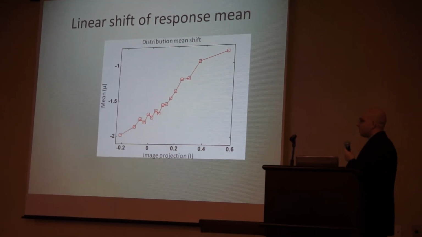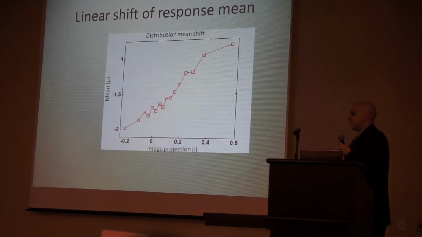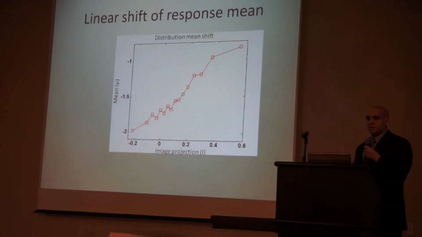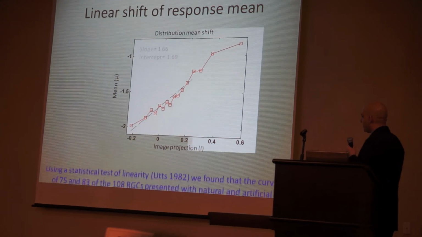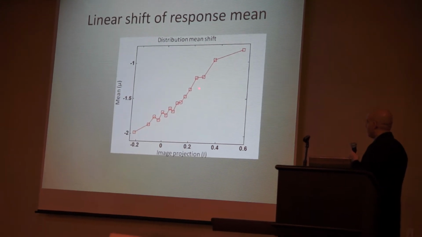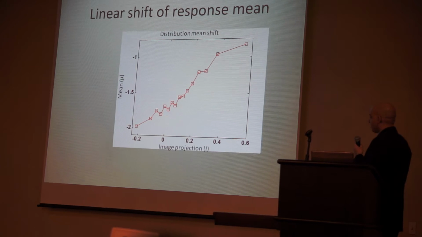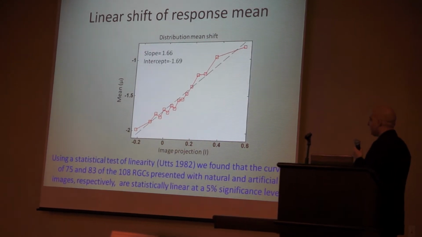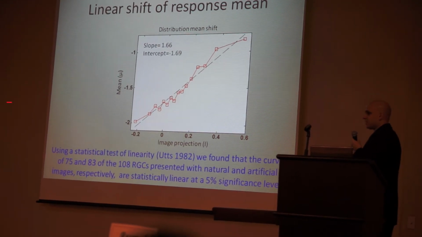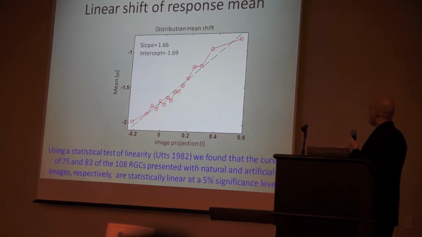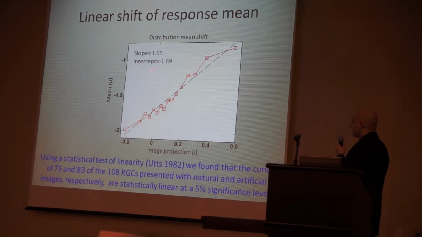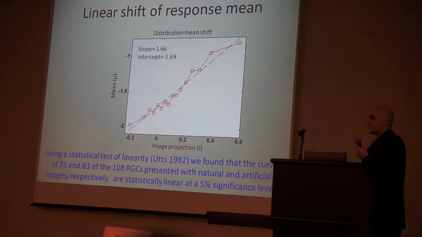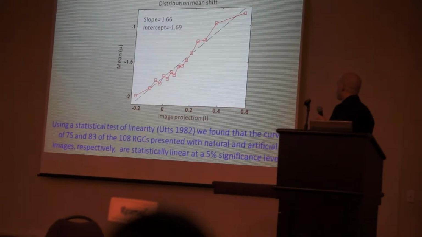Now, we wanted to look for a difference in the parameters between different cell types and different stimuli types. So we went back and looked at how the distribution shifts for the image projections, and we ran a statistical test to find out that for most of the cells, this curve is statistically linear. So we used linear regression to fit a line to it, and using the slope and intercept parameters for all the curves, we tried to look for differences between the fits.